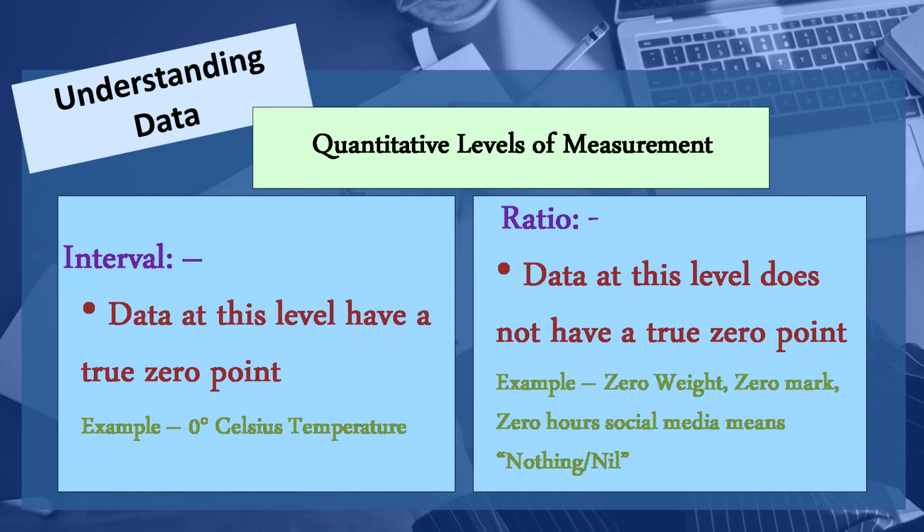In the interval level, when we say 0 temperature, it doesn't mean that no temperature exists. You can see the difference in temperature in terms of Celsius and Fahrenheit. If 0 is in Celsius, the Fahrenheit gives a different number. So in the interval, 0 has a meaning. In a ratio, 0 means nothing. The starting point is 0 in a ratio level. So that's the difference between these two types of quantitative data.